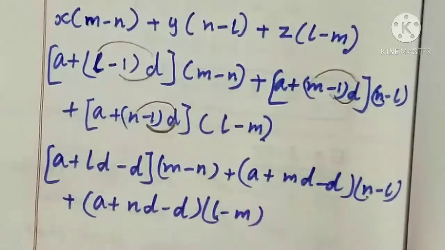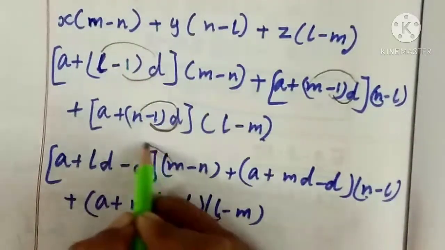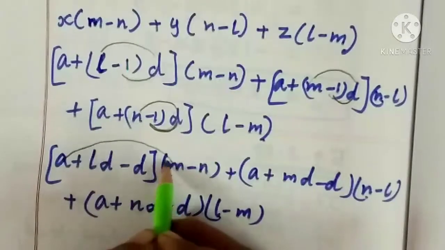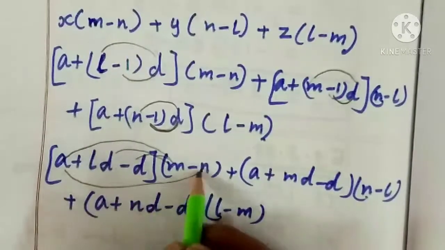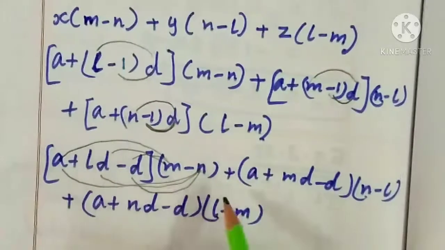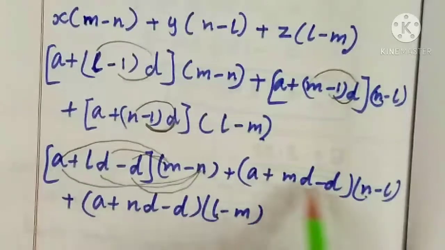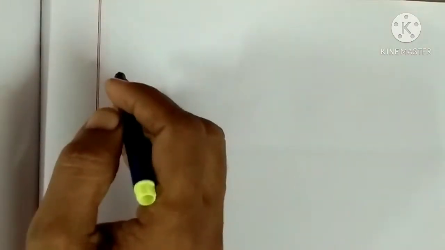Now you have to multiply these two bracket terms, that is m into a, then m into Ld, m into d. Then next minus n into a, minus n into Ld, minus n into d. Similarly, you have to multiply for these terms also. Let us see. Now, you have to simplify this carefully.